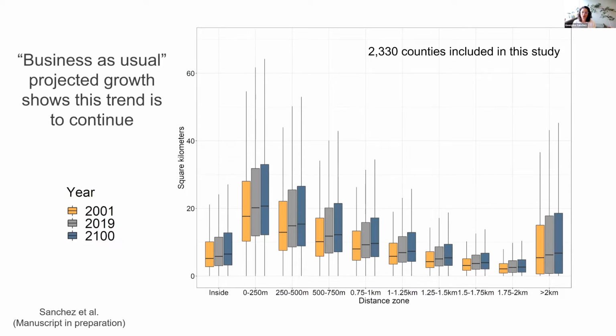And here, of course, we have future projections of development. What we observe is that if no policies are put in place to address this issue, then our simulations show that this trend is likely to continue. We will continue seeing concentrated growth in close proximity to the floodplain boundary.